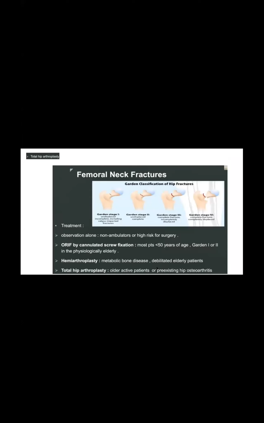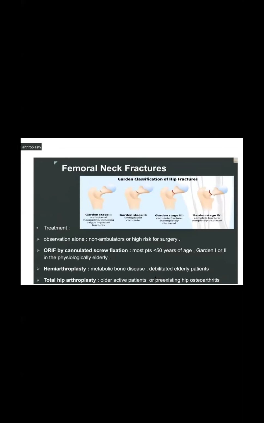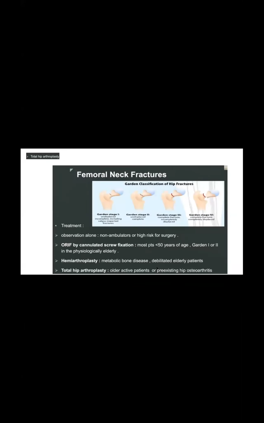For femoral neck fracture, observation alone can be done if the patient is non-ambulatory or at high risk for surgery. Cannulated screw fixation is for a patient below 50 years. Hemiarthroplasty is for a debilitated elderly patient. Total hip replacement is for an older active patient or persistent osteoarthritis. Just read this question pattern.